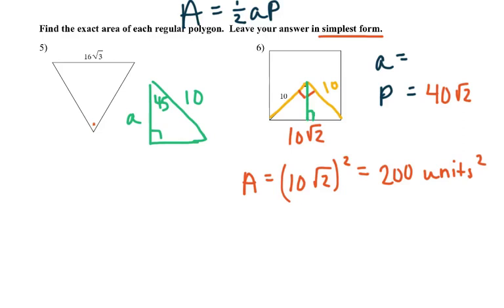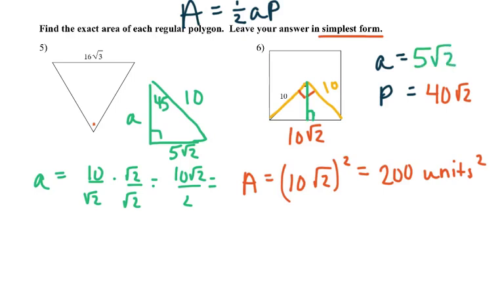So if that's the case, to go from hypotenuse back to the side, we're going to do 10 divided by root 2, and when we rationalize that, we get 10 root 2 over 2, which simplifies to 5 root 2. Running out of space. So our apothem is 5 root 2.